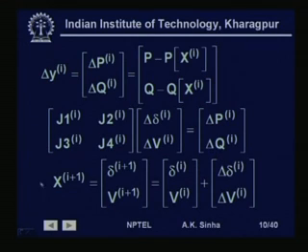So, this is what we do. Once we have got this updated value, then again we calculate the mismatches delta P and delta Q at the i plus 1th iteration, and again the Jacobian matrix at i plus 1th iteration, and solve for delta delta and delta V at i plus 2 iteration, and so on.